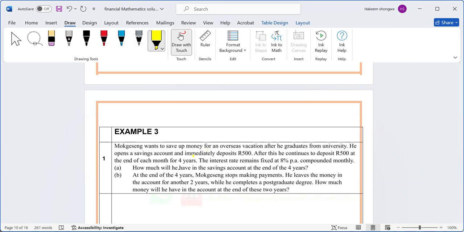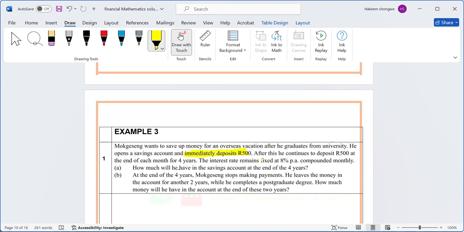This one is a straightforward question, which is +1. If you see the word immediately, it means we are going to add on our end. Usually it means that. So if they give us that word, it directs us to say we're opening the account and we're also putting money in at the same time.